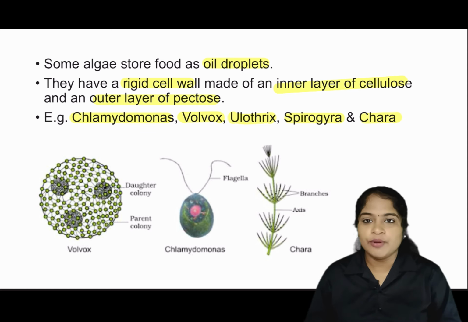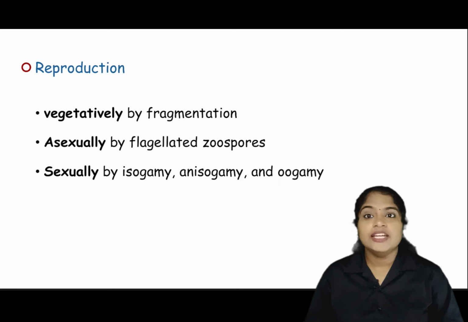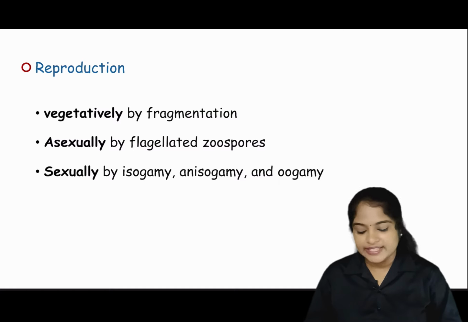So examples are very important. You have to learn by heart the examples in each and every group in the plant kingdom, as well as in the next chapter, animal kingdom. Examples are very important. Now moving on to the reproduction in Chlorophyceae.